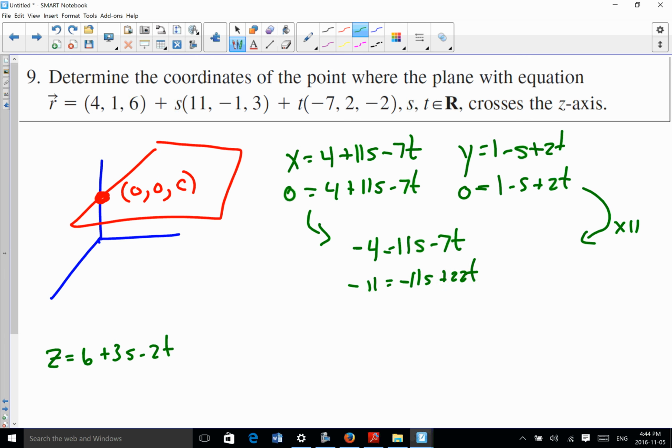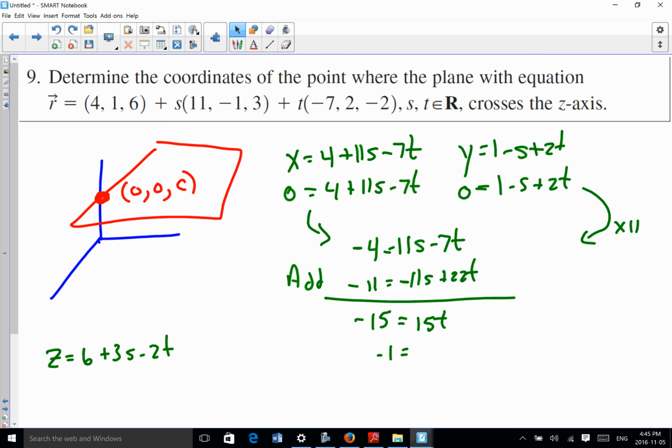Now, the reason I'm timesing it by 11 is so my s's would match, make my life a little bit easier. Make sure you multiply everything by 11. Now, look at the s's. They have opposite signs, so we're going to add. Negative 4 and negative 11 makes negative 15. The s's cancel, and I end up with 15t, which, if we solve that, t is negative 1. And once I know that, I can go back to one of my original equations.